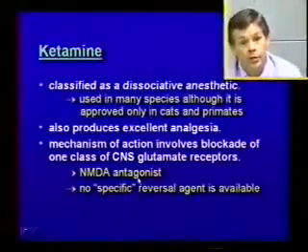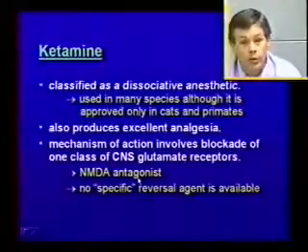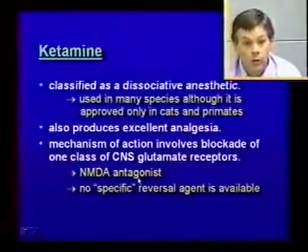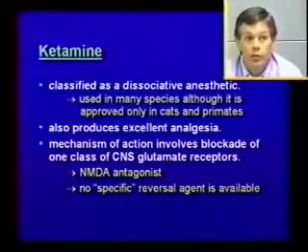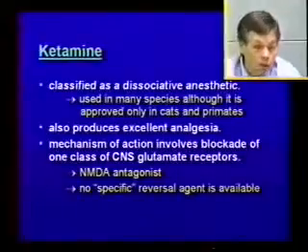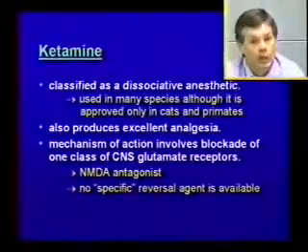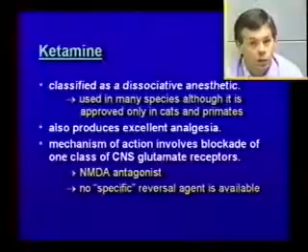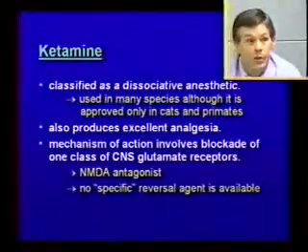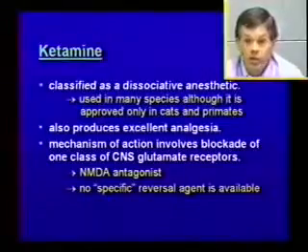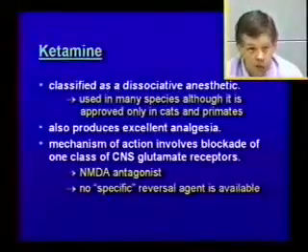The final group of drugs that are used for central blockade of pain, central nervous system blockade, is ketamine. Ketamine is a dissociative anesthetic. It is used in a variety of species, but it's actually only approved for use in cats and non-human primates. But it is widely used in a number of species now. It produces an excellent somatic analgesia.